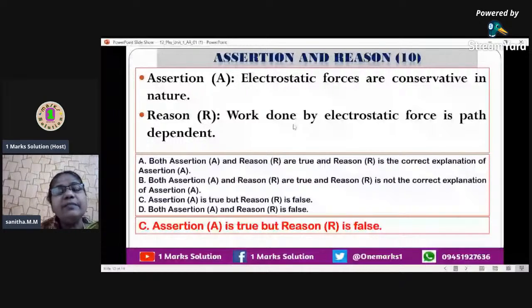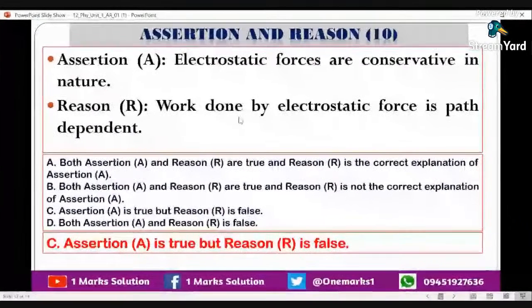So the assertion, that electrostatic forces are conservative, no doubt, is purely correct, but the reason is not correct. It does not depend on the path. Because it is just the opposite, it is path independent. So the reason is false. The option is C: assertion is true, but reason is false.